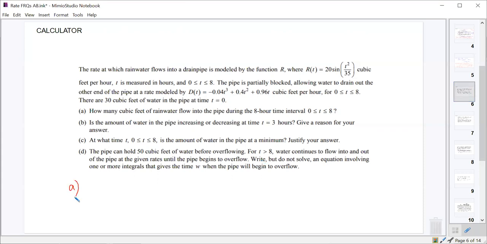So all you got to do for that is just integrate from 0 to 8 R of t dt. Integrate the rate at which it flows in over the time period. And that gives you 76.570.